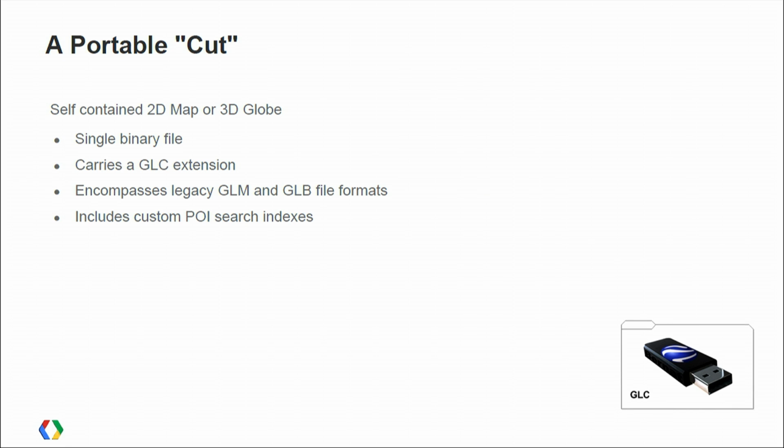It carries the .glc extension. In the past, if you've used Google Earth Enterprise, you may have seen a .glm or .glb file. .glc is the new standard wrapper that will encompass all of these portable caches going forward. We also have the ability to include in this binary file a custom point of interest search, so that if your users, your constituents, or your stakeholders need to search against this rich corpus of data you're giving them offline, we want to give you the ability to define the points that they can search against.